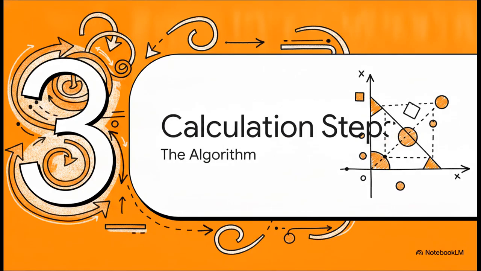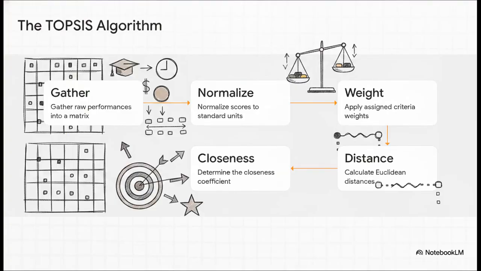Moving on to section 3, the 5 calculation steps. Now, how do we actually plot these abstract ideas on a geometric plane? Don't let the math intimidate you here. These 5 steps just take raw data, standardize it, weigh it by importance, measure the geometric distance, and then spit out one final clean score.